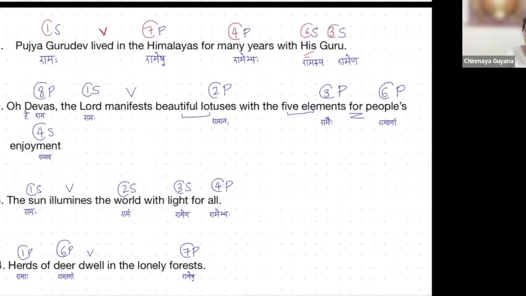I'll start with the Puja Gurudev lived in the Himalayas homework. Everyone there? Ramaha, Rameshu, Ramebhyah, Ramasya, Ramena. This should have been really easy, just to look and to write down. But you have to say it each time.